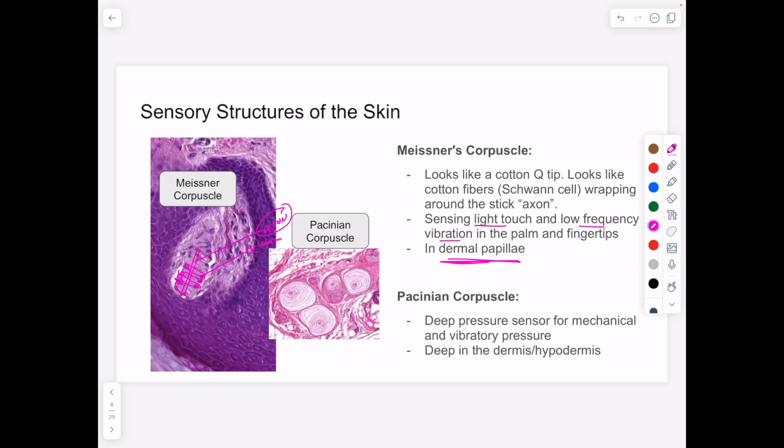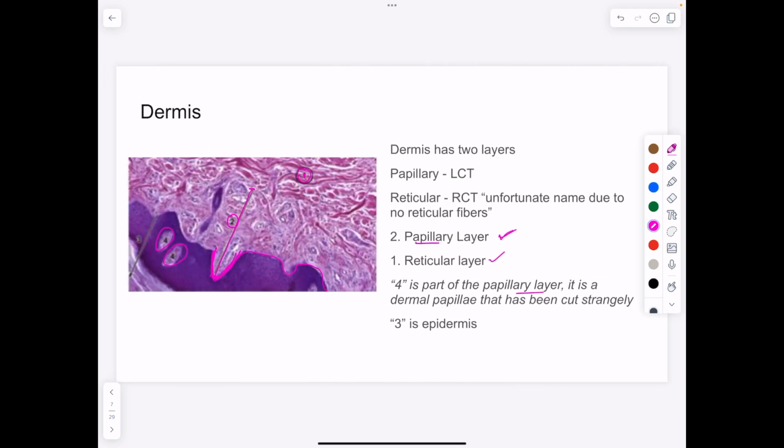And we can see that it is in the dermal papillae, part of the dermal layer. Again, what's going on? It's at a weird cut, but it would look more something like this. It's at a cut, so it looks like that. Right? Okay, weird cut angle.